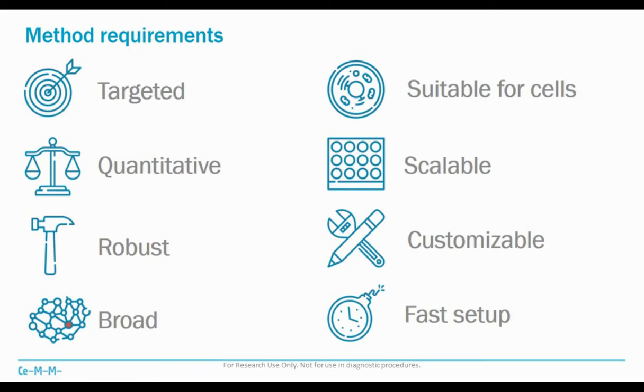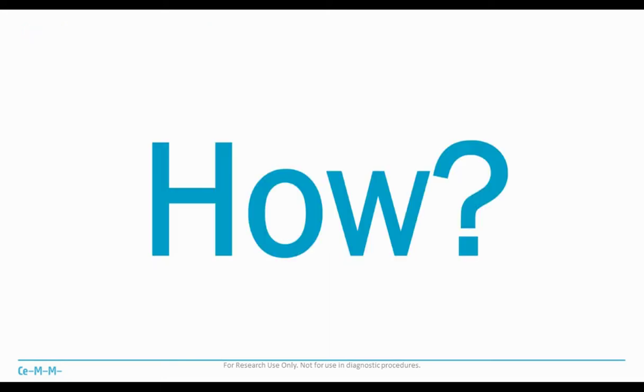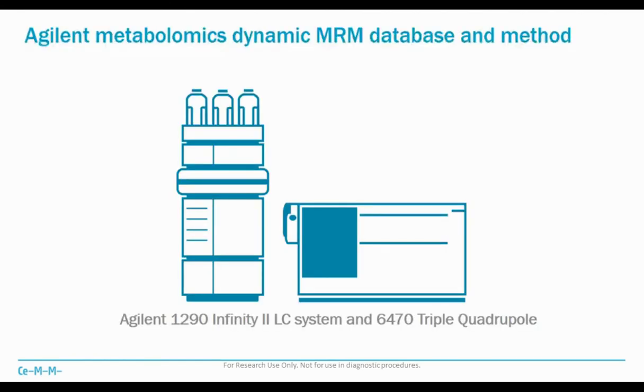So we really needed to have something we can set up quite fast to meet all the requirements that were set for us. So then we looked around if there's something already available that we can use as a starting point. And what we found was the Agilent Metabolomics dynamic MRM database and method. This method and database is based on Agilent 6470 triple quadrupole system coupled with LC system Infinity 2.